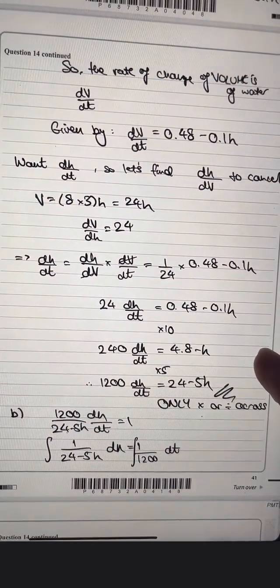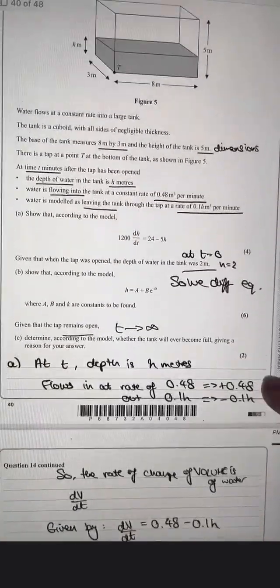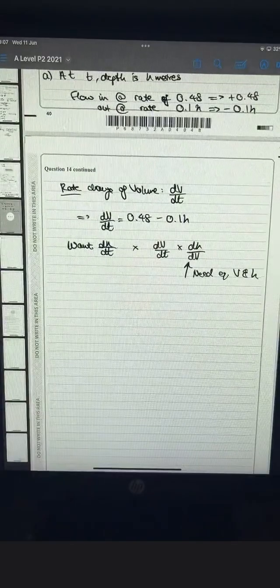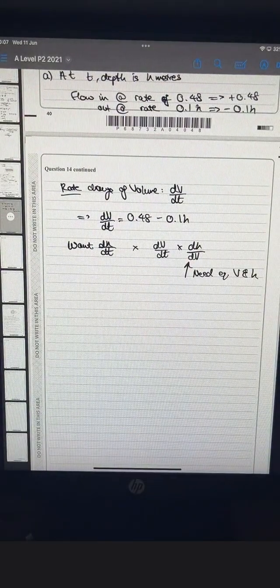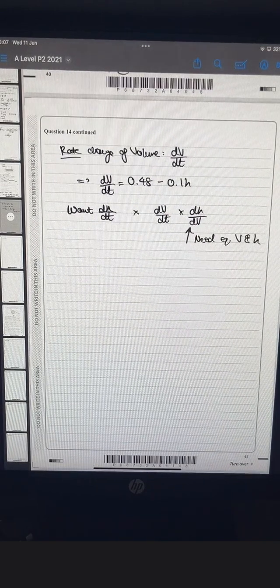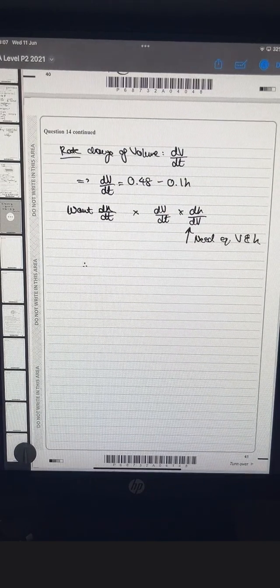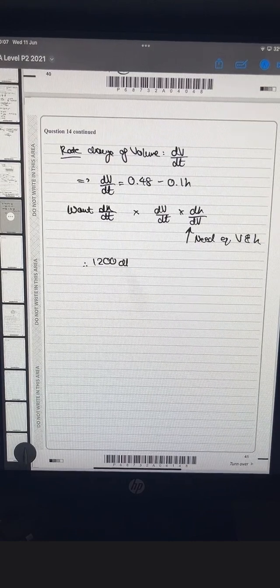Does that make sense to everyone? I hope that kind of cleared up how you would do it. So I'm just going to put the answer here. Therefore, 1200 dH by dt is equal to 24 minus 5h.